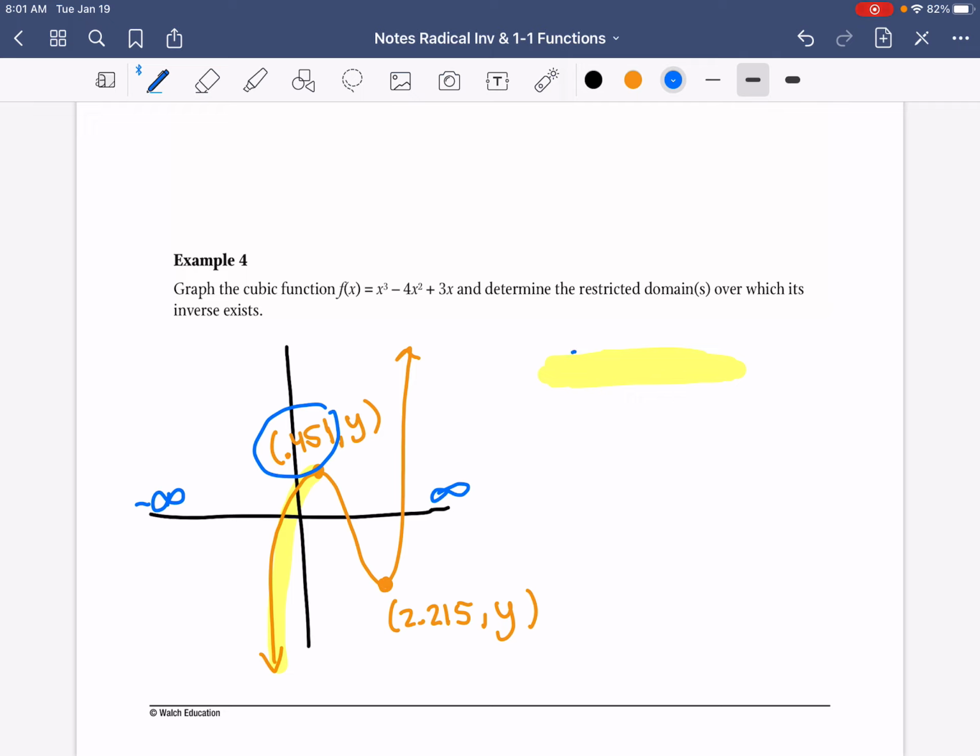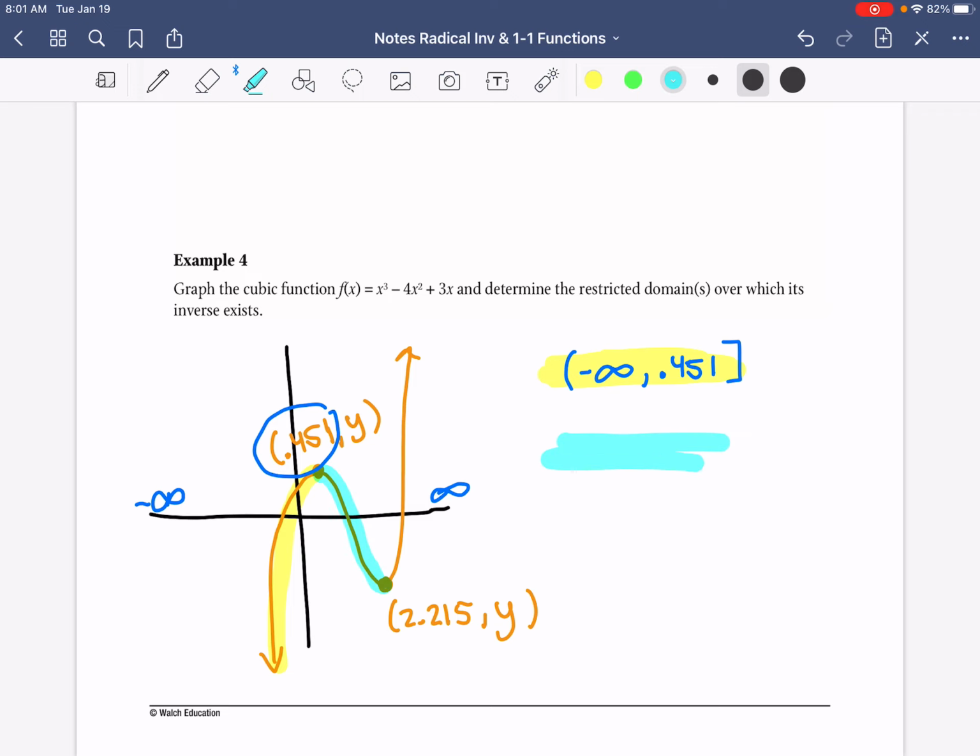So for this one, you're always going to put a parenthesis for that infinity. So it'd be negative infinity, comma, and then whatever the x value was. So 0.451, and then you put a bracket. That's like an or equal to. We can be equal to that point. Then we're going to do that middle piece. So the middle piece is this one right here.